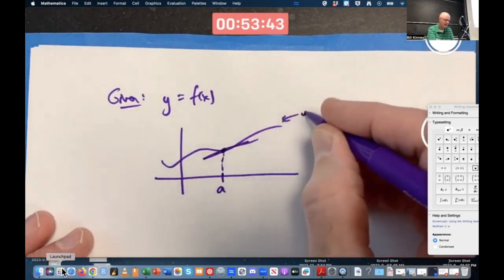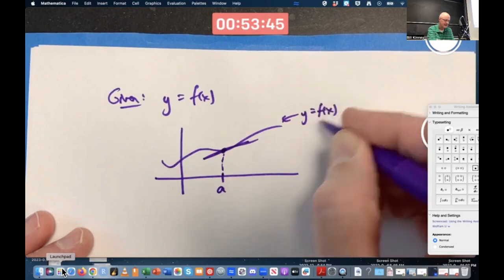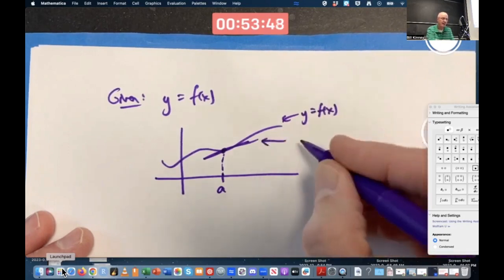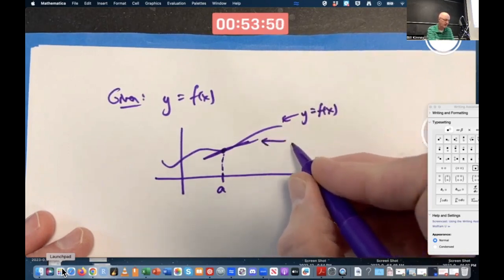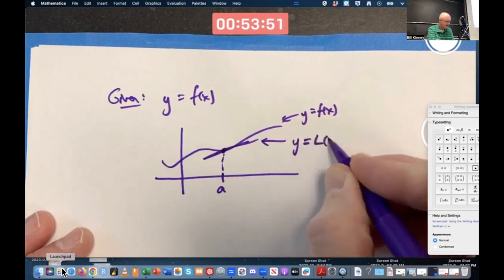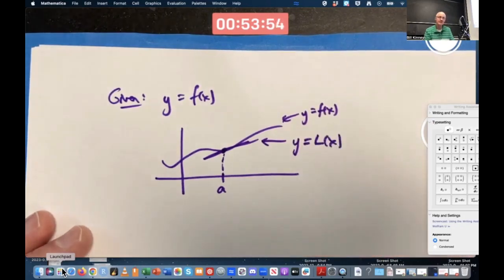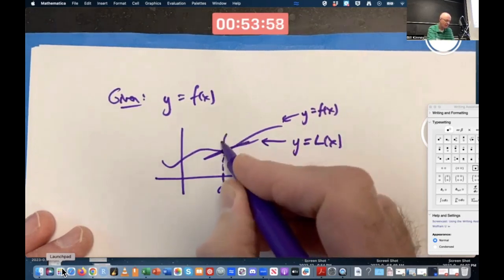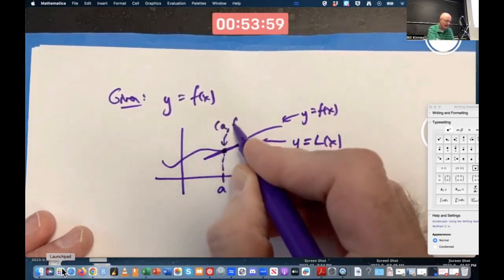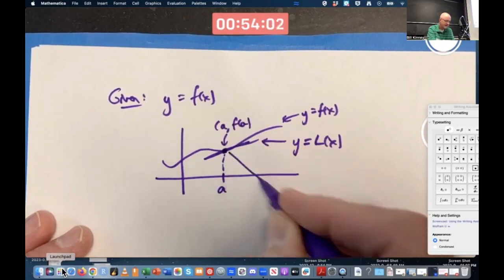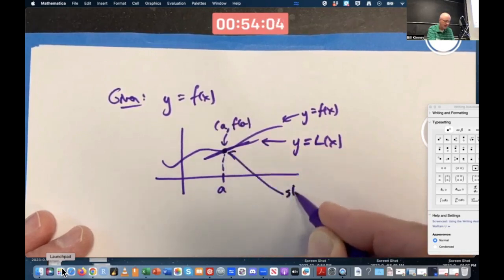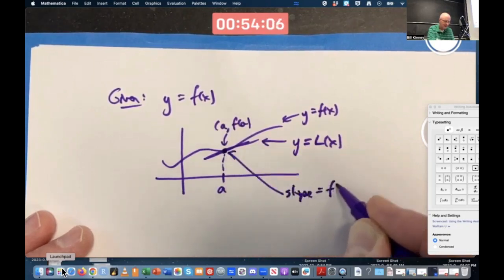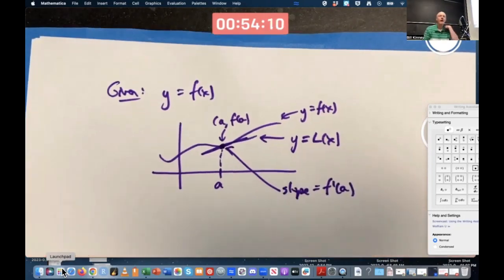So this curve is the graph of y equals f of x, and this line is the graph of some linear function, y equals maybe L of x because it's linear. But it's supposed to be the tangent line at this point. This point is the point a comma f of a. And if it's a nice function, the slope there is f prime of a. A is some fixed but unspecified number.